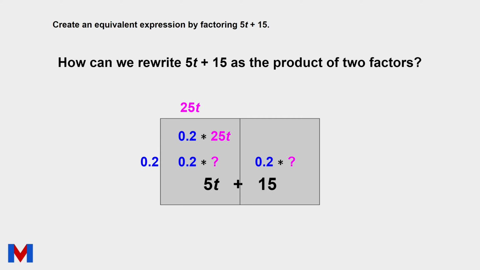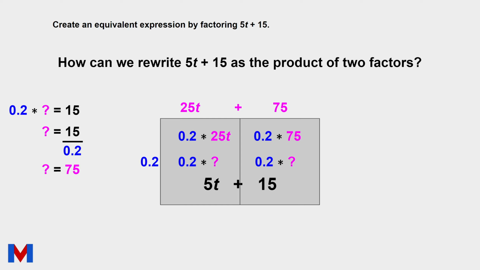Now let's focus on the other side of the rectangle. 2/10 times something equals 15. I'll set up an equation here again. 2/10 times something equals 15. I'm going to use division to undo this. So 15 divided by 2/10 will equal that same unknown value. And I get 75. So 75 is the other portion of the width of this rectangle. So the total width is going to be 25t plus 75.